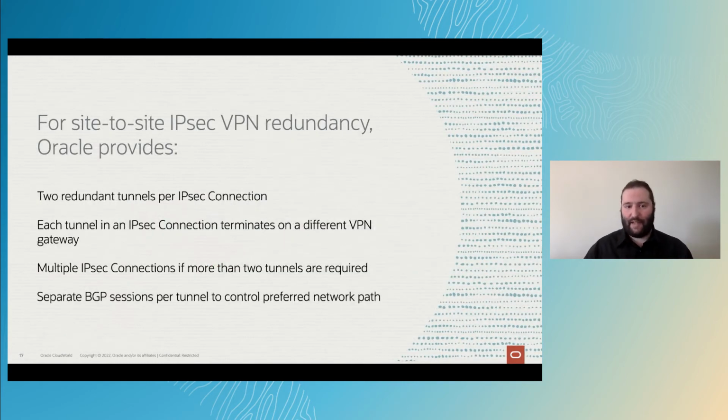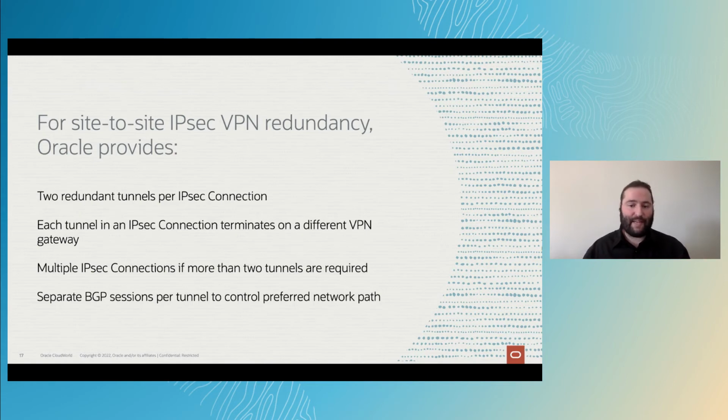Now that we've talked about FastConnect, let's look at VPN and how we can use VPN to build redundancy. Just like with FastConnect, with VPN, we want to ensure that our customers will have a level of high availability, meaning multiple redundant devices on the Oracle side to ensure there is no single point of failure. With IPsec VPNs, we have what's called an IPsec connection, which can be thought of as like a logical bundle of multiple VPN tunnels that are inherently going to be highly available between each other.